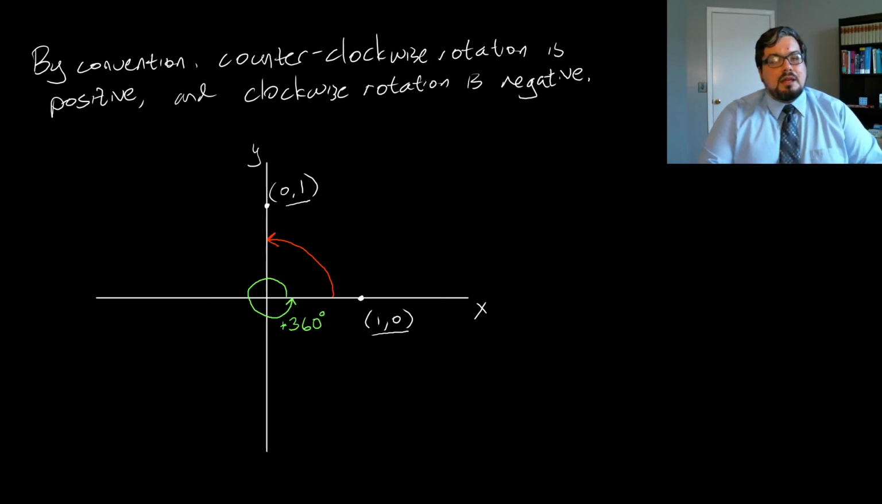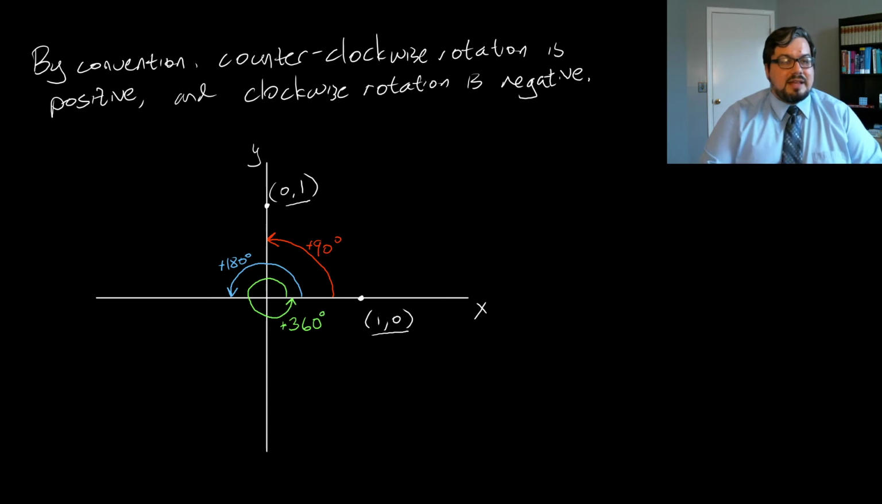So if going all the way around the circle is 360 degrees, what would going halfway around the circle be? Well, if all the way around the circle is 360 degrees, then halfway around the circle should have an angle measurement of half of that, or 180 degrees. Now, going from the positive x-axis to the positive y-axis along the red angle, that gives us an angle of 90 degrees.